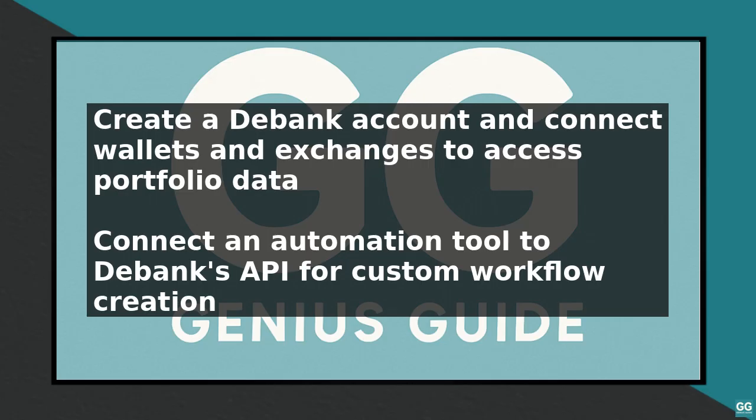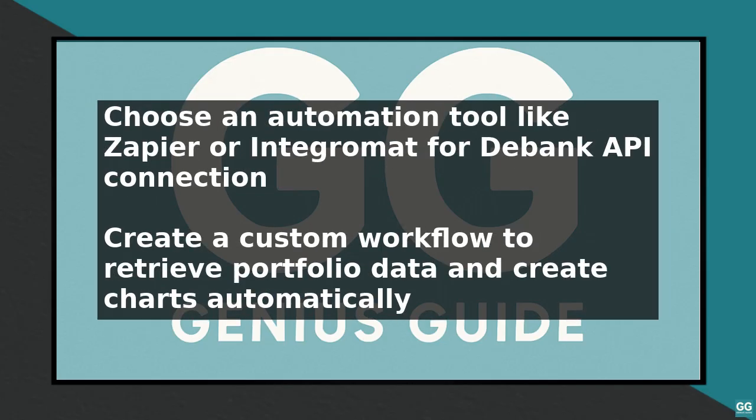Once you have chosen an automation tool, you need to connect it to Debank's API. This will give you access to your portfolio data and allow you to automate tasks such as creating charts and sending notifications. To automate Debank charts, you need to create a custom workflow that uses Debank's API to retrieve your portfolio data and create charts.